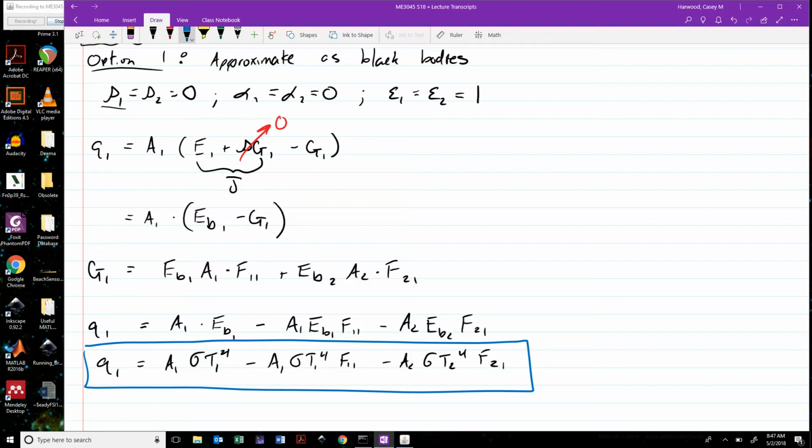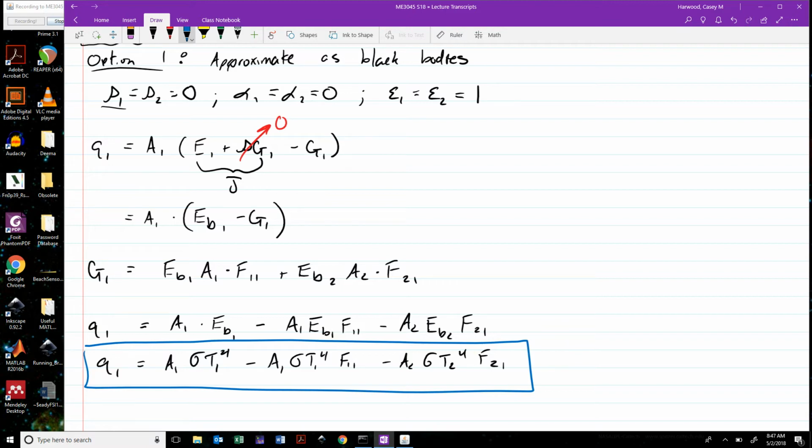Okay. Generally, you'll be given temperatures. So T1 and T2, those are known. Sigma, that's known. Areas, generally you'll know that going in. And then these view factors, F11 and F21, we don't know those yet, but we talked last time about how to use those tables to look them up. Okay, so these are terms that we can get.